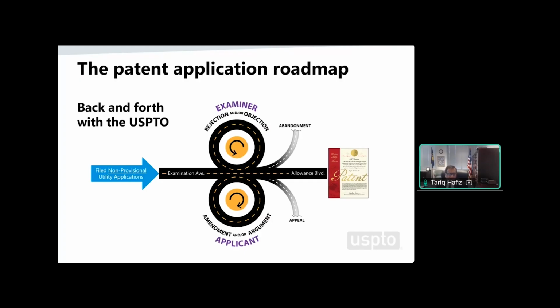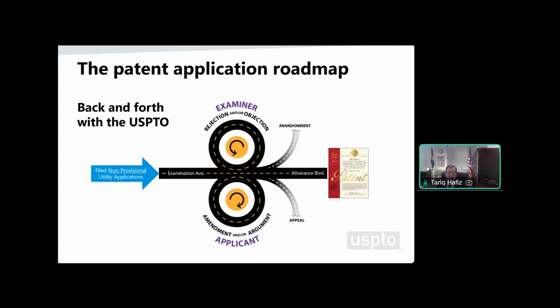Many times, not always, many times, the examiner is going to issue a rejection and/or objection. The examiner will discuss drawings, claim objections, anything that he sees that he thinks needs to be improved. There may be a rejection, which we call a 112 rejection, on indefiniteness. There could be a rejection under prior art. We call them 102 and/or obviousness rejections under 103.